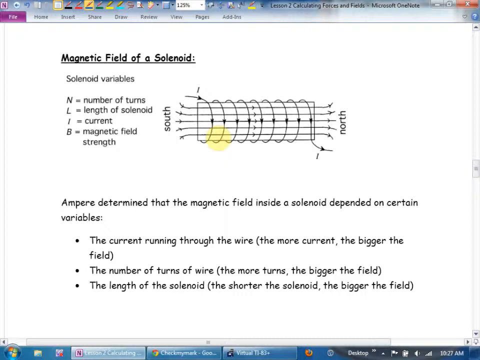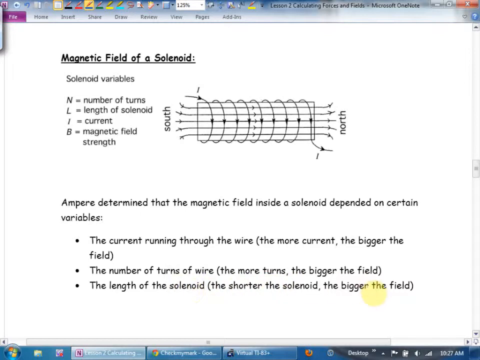Okay. It depends on the current running through the wire. Stronger current, bigger field. That's what gives you the magnetic field strength. So, Ampere determined that the magnetic field inside a solenoid depended on certain variables. The current running through the wire, more current, bigger field. The number of turns of wire, more turns, bigger the field. Length of the solenoid, shorter, bigger.